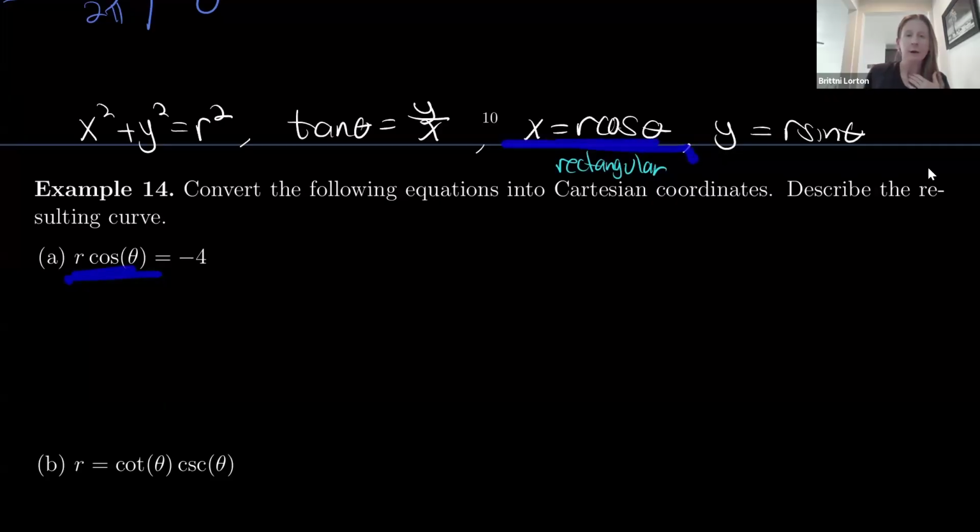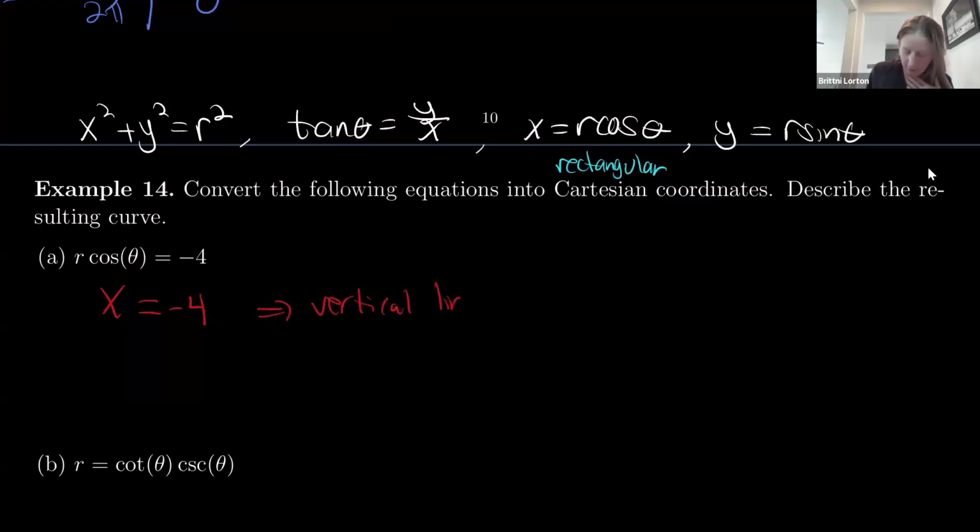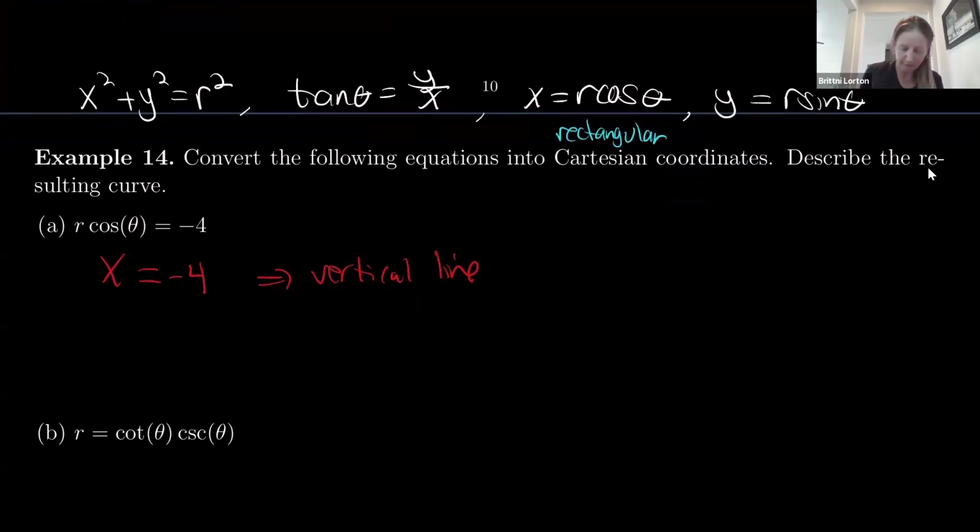Yeah, there sure is. r cosine of theta equals -4 just means that x equals -4. This is a vertical line. x equals a number is a vertical line. Cool. Okay, let's do the same thing for the next one.